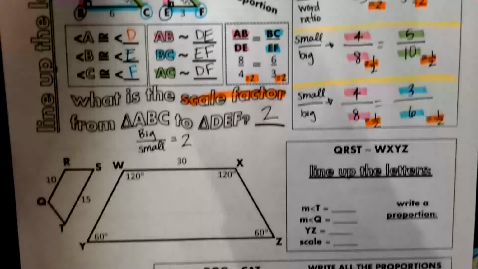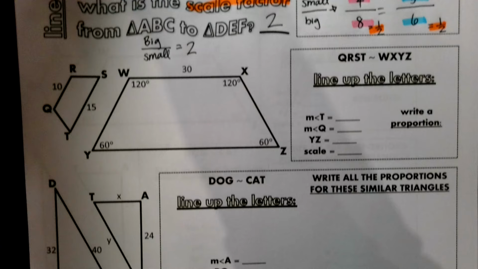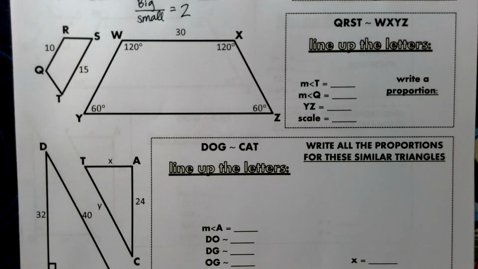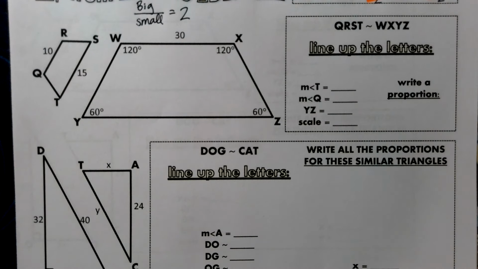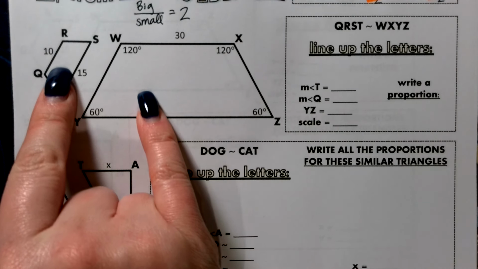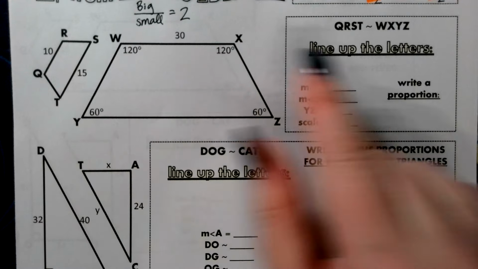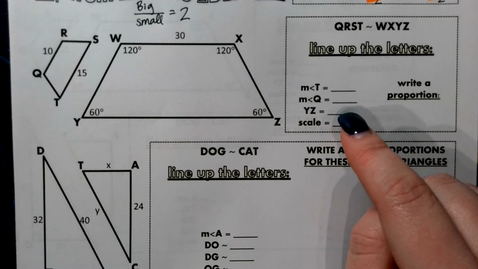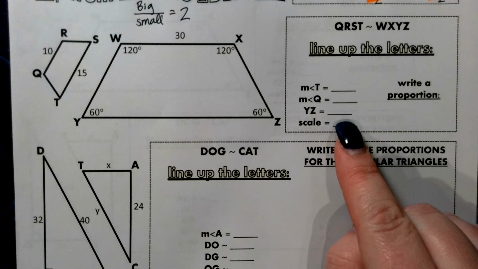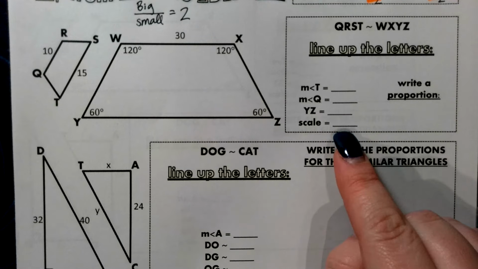Welcome to the second half of the worksheet. We need to figure out the measurements of the missing angles, the length of a missing side, and what that scale factor is. So let's go back through like we did up top, how we circled the corresponding, the equivalent angle measures. So let's do the same thing down here.